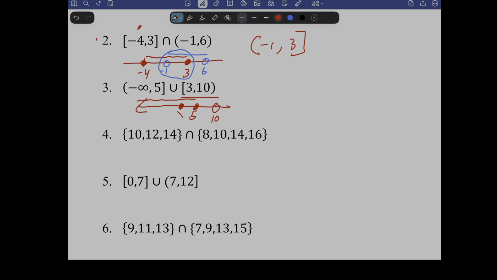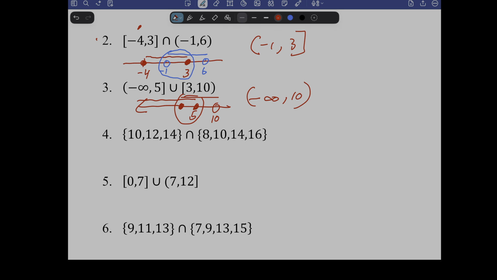If it was intersection, it would be the answer. Oops, sorry about that. It would be the answer right in here if it was intersection. But it's not. It's union. So we want the whole thing. So this thing goes all the way to -infinity. Take a look at all this down there. And where does it stop? It stops at 10, okay, again, as a hole. So that's how you would do this one.